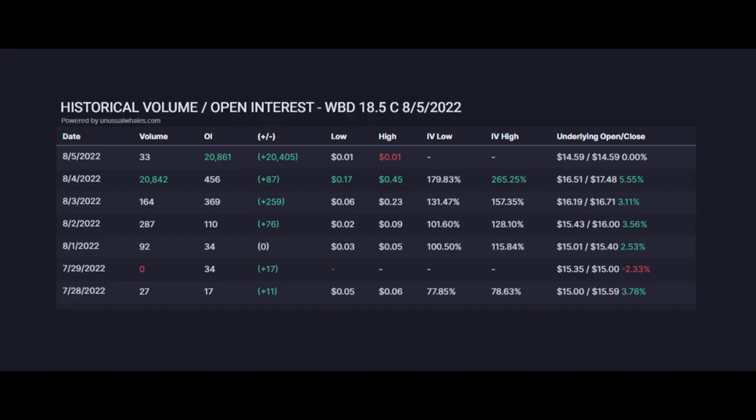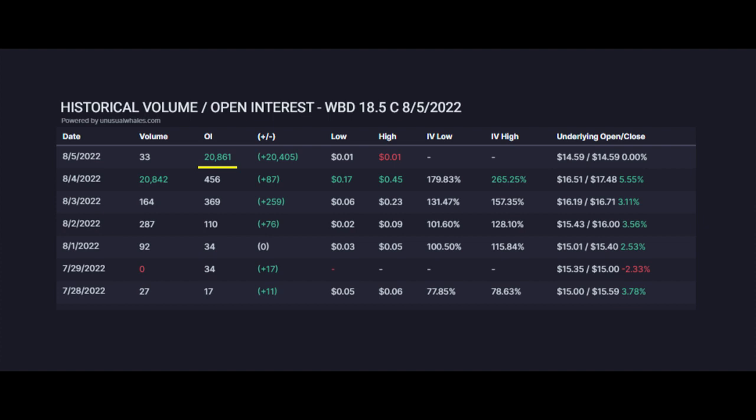Let's take a look at this contract that we can use as a straightforward example. WBD 18.5 strike calls, which expired on August 5th. So note, WBD reported earnings on August 5th in the pre-market. Here are two true statements. On August 4th, there was 20,000 volume, give or take. And on August 5th, there was 20,000 open interest, again, give or take.